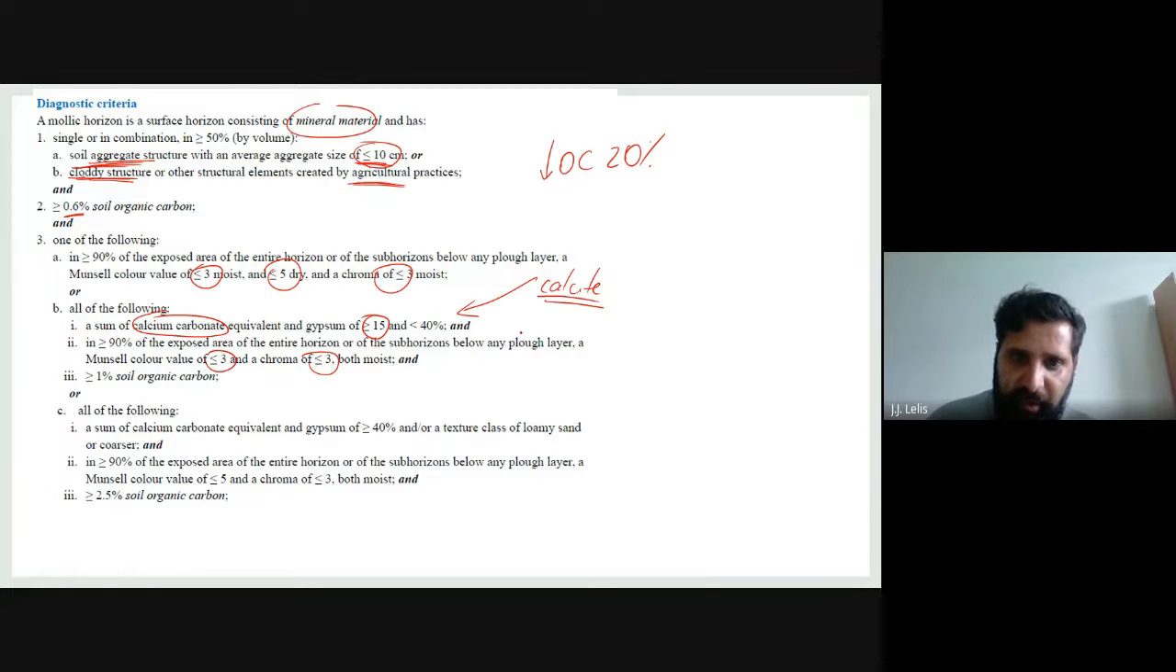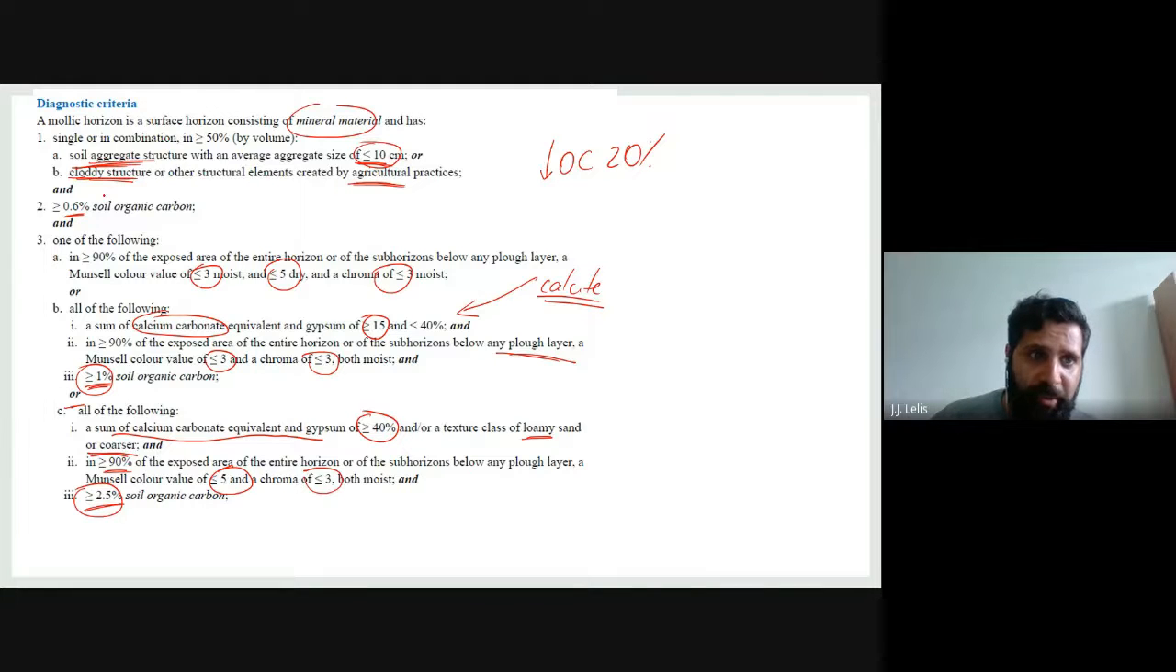If we present any plow layer, and our organic carbon is at least 1%, or we should present a sum of calcium carbonate and gypsum of at least 40%, equal or higher than 40%, and a texture of loamy or coarser class, could be sandy class, it is not a problem, and at least 90% of a low value and a low chroma and a higher content of organic carbon, at least 2.5.